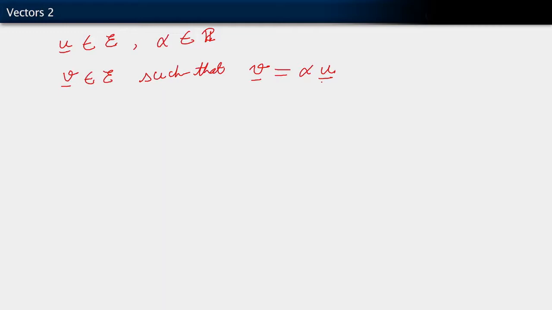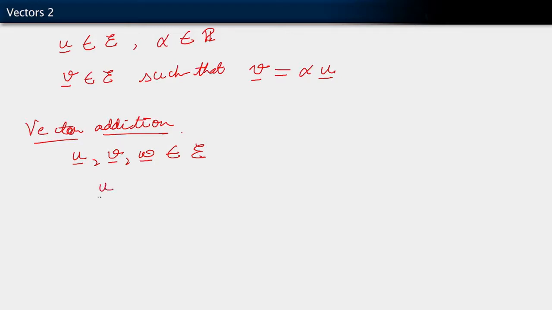The next property we will look at is vector addition. And the way this works is that if u and v, let's say u, v and w belong to E, okay, then we have this notion of the addition of vectors. So we can say that u plus v gives us another vector w, all right? And we all know how this works.